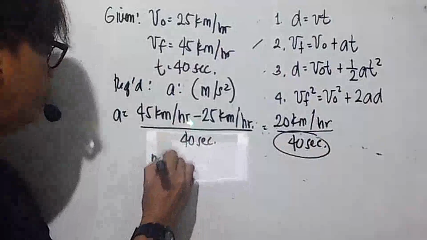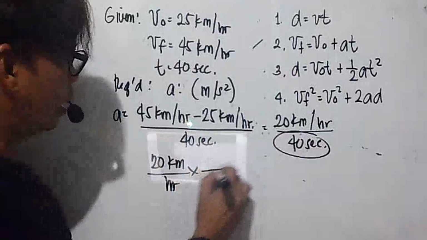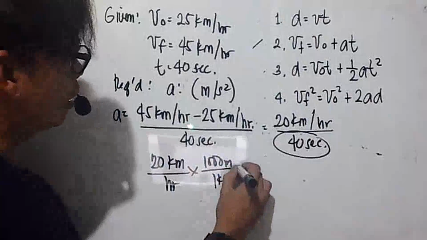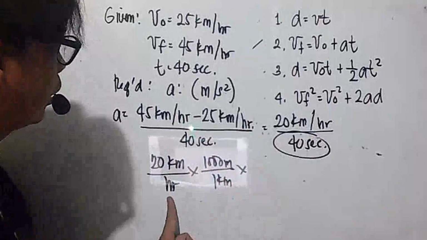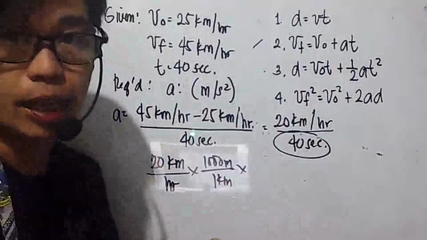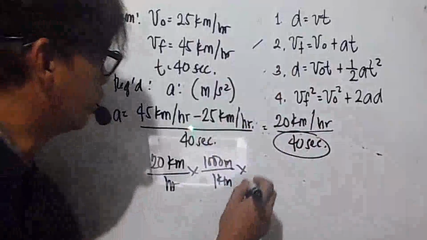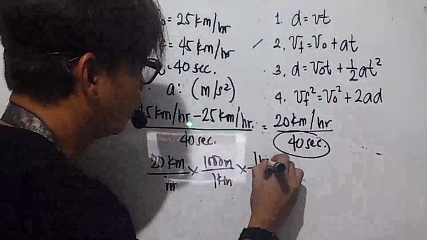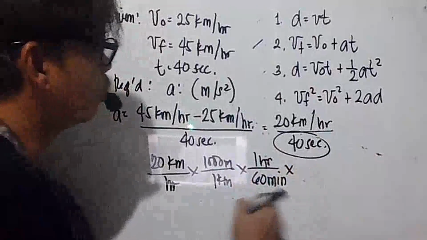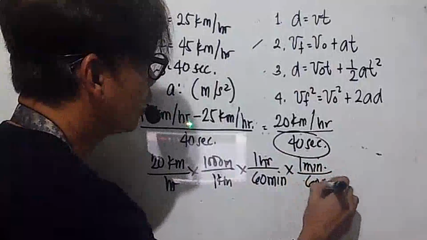So it is 20 kilometers per hour multiplied by, so 1 kilometer is equal to 1,000 meters. Then we multiply again for the hour, we need to convert it to seconds. You could convert 1 hour is equal to 3,600 seconds, or you can do minutes first and then seconds. So we'll do the long method. 1 hour is 60 minutes, and then multiplied by 1 minute is equal to 60 seconds.